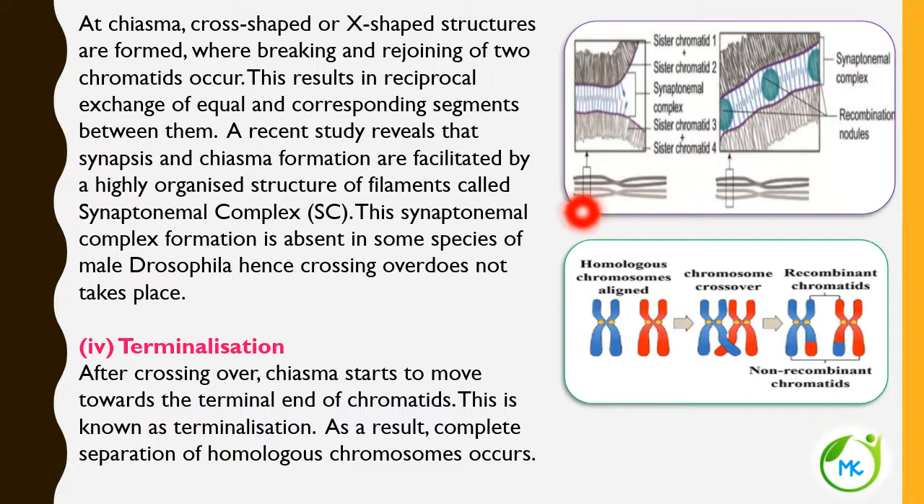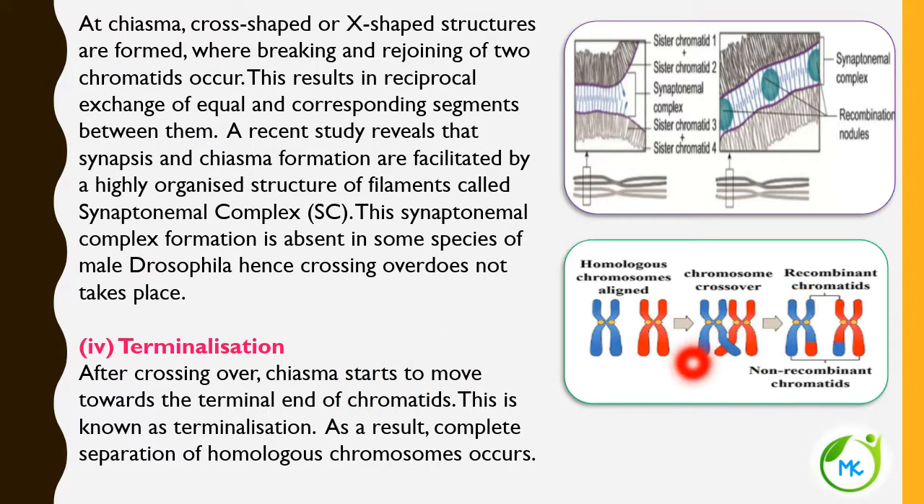That filamentous structure is referred to as the synaptonemal complex. This synaptonemal complex is absent in some species of male Drosophila. Drosophila is nothing but fruit fly. So it is absent in Drosophila, and hence crossing over will not take place. Here crossing over has taken place. The homologous chromosomes are aligned side by side.